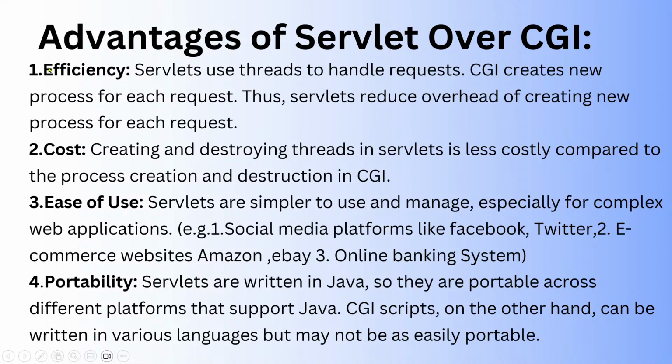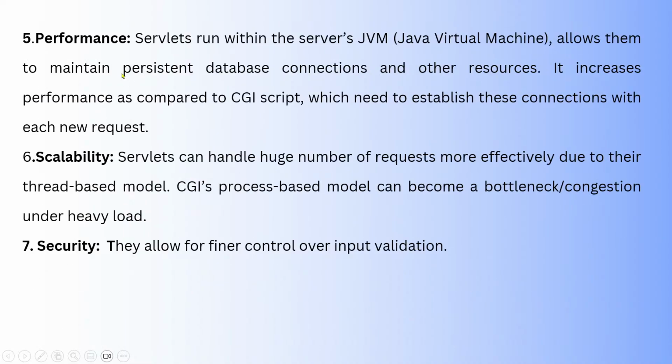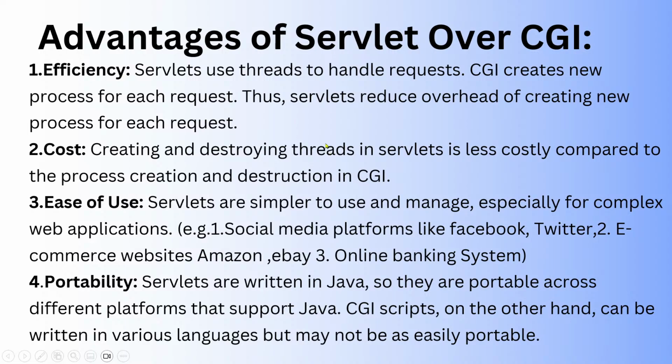So first advantage is efficiency. To understand efficiency, we should know that servlet is a thread based model and CGI is a process based model. And before this thread and process, we should know what is the thread and what is the process. Process is nothing but program in execution, and thread is a part of that program.